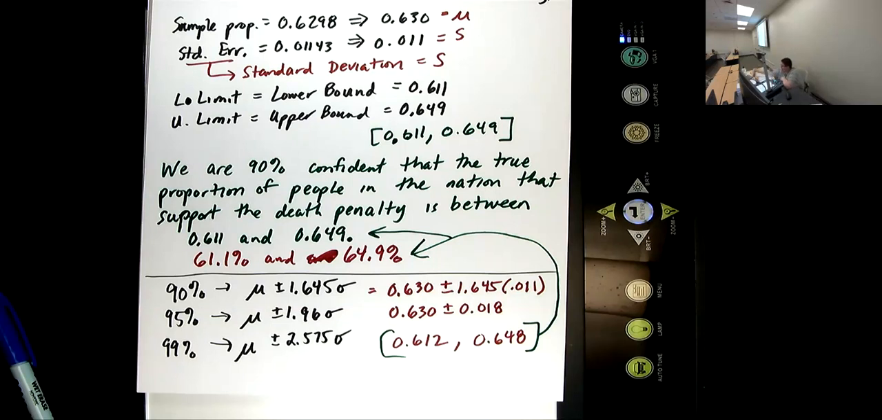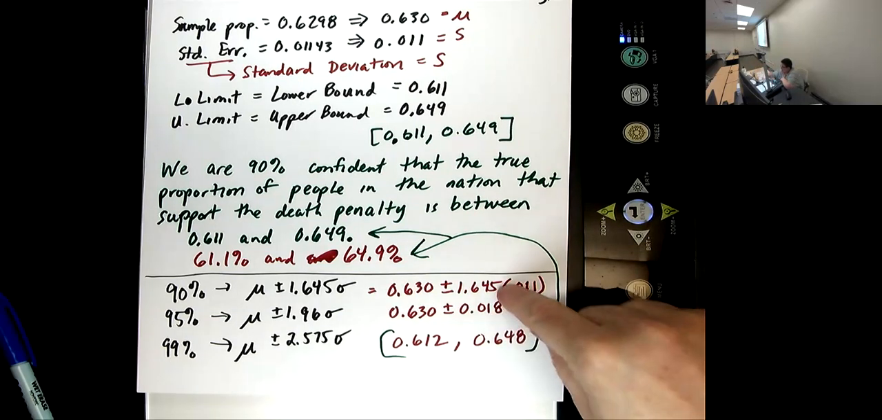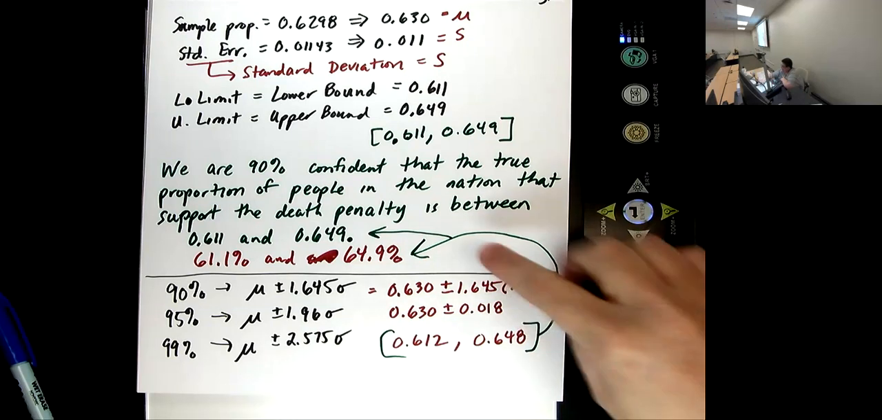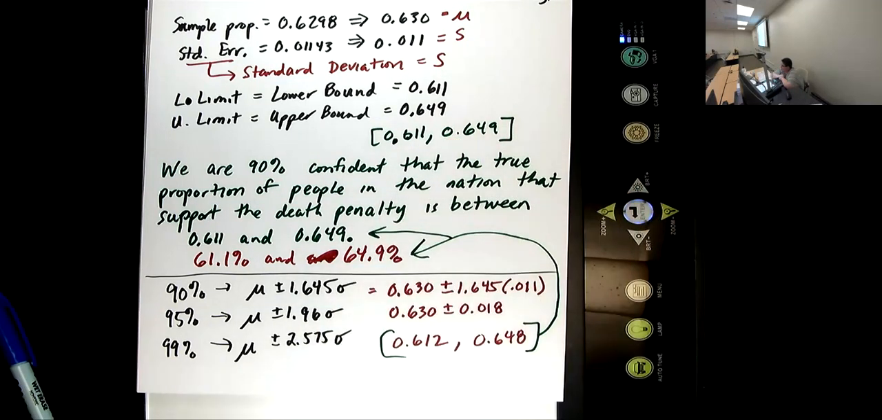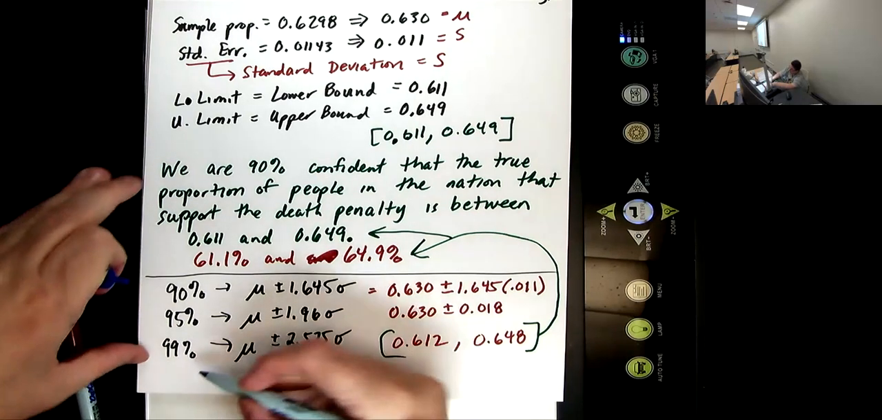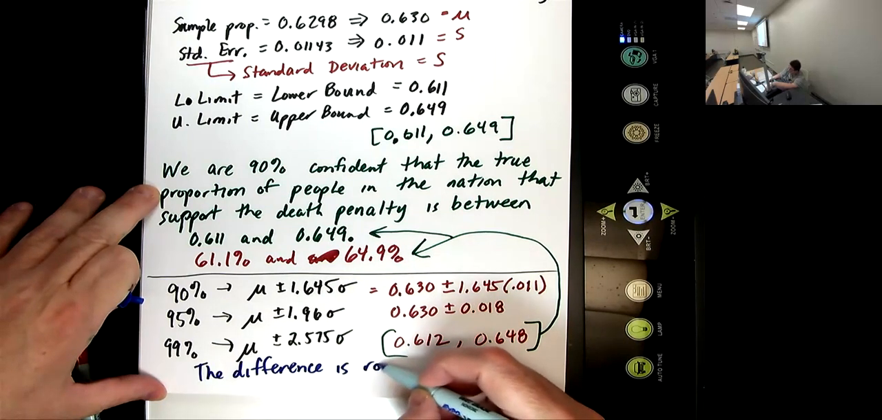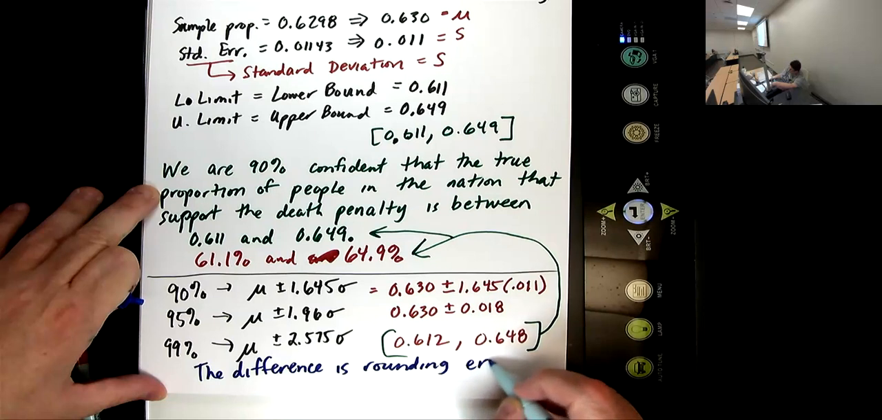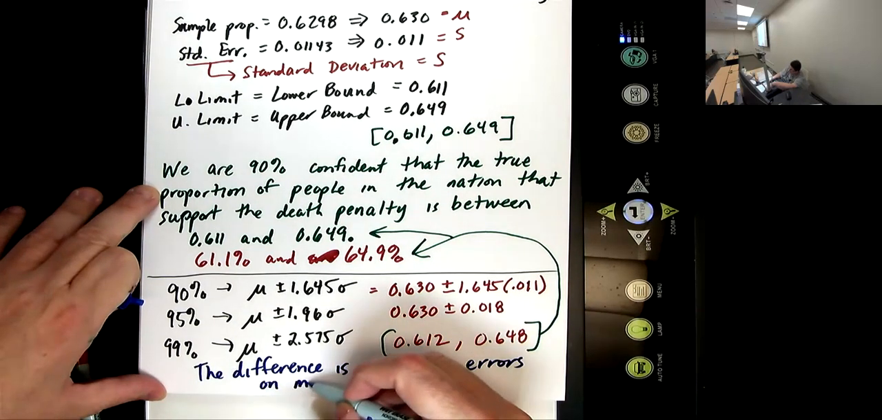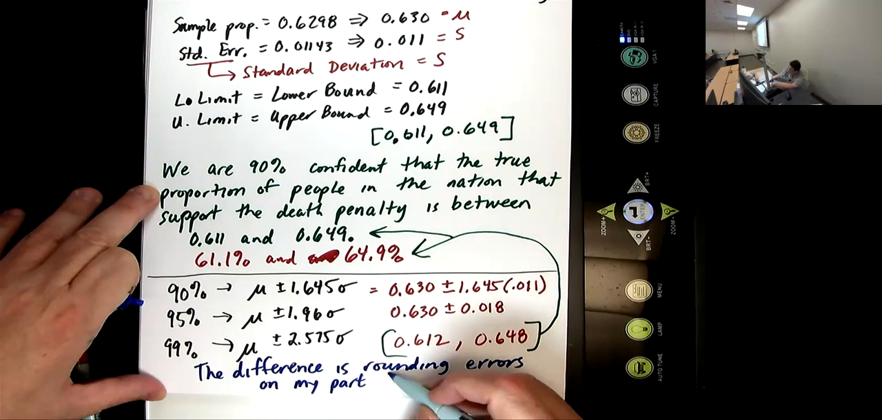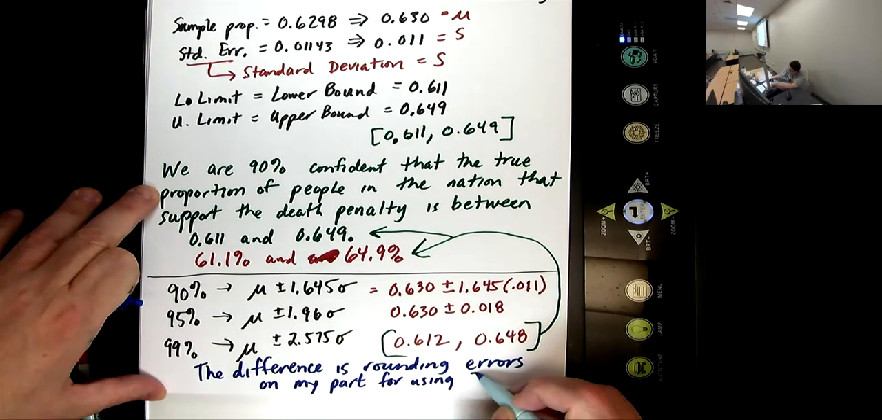It has to do with rounding. Everything I used here to calculate mine was rounded, and everything they did used unrounded numbers. So the unrounded numbers made it shift just enough that we would change the rounding from the fourth decimal place back into the third decimal place. So the difference is due to rounding errors on my part. The computer didn't round. We're using three decimal places only.